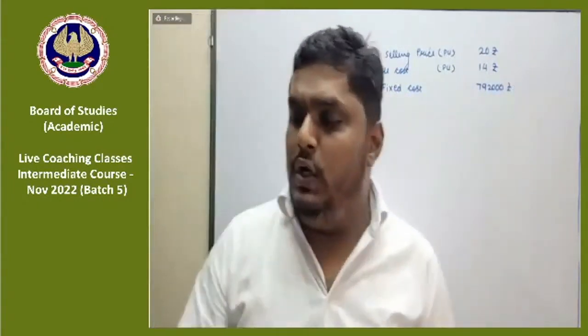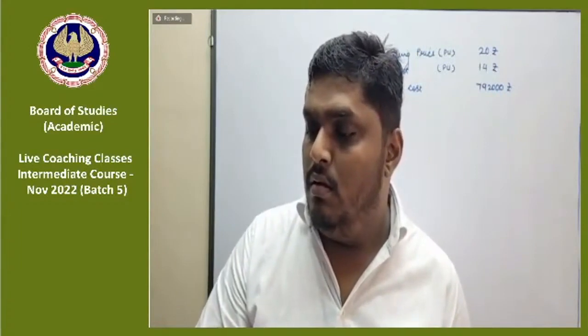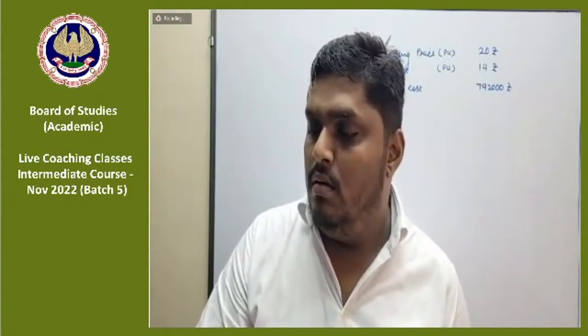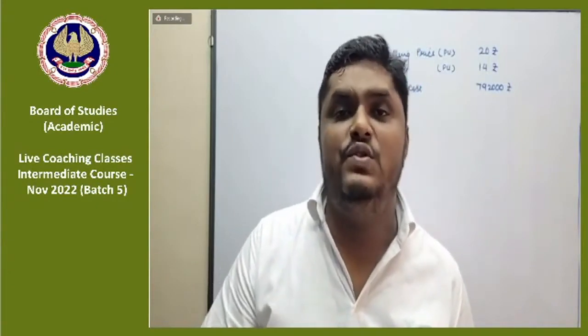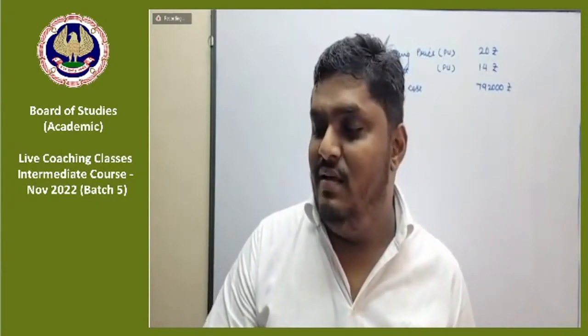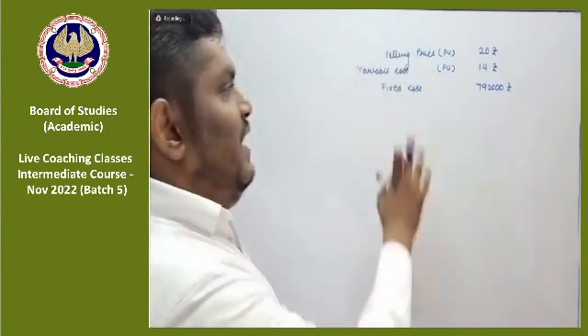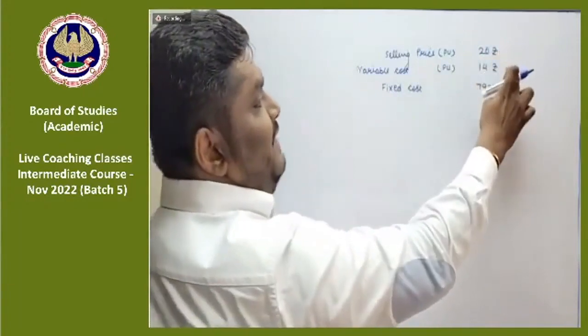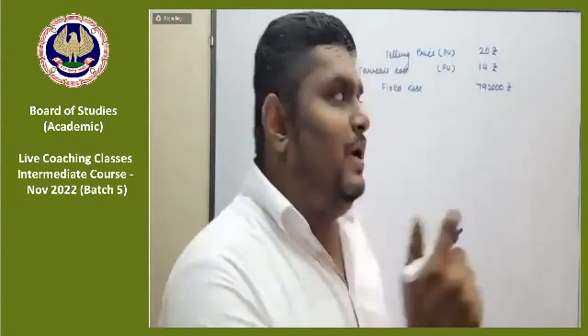Selling price per unit 20. There are n number of ways to solve the question. So now selling price per unit is 20, variable cost per unit is 14, fixed cost 7,92,000.